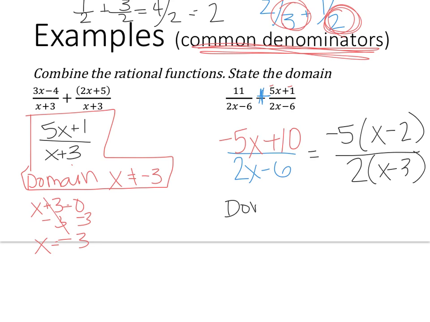So if I have 2 and x minus 3 at the bottom, that means my domain is that x could never equal positive 3, because sticking a positive 3 down there would give me a problem where I'm dividing by 0. So that's what you need to do if you have common denominators.